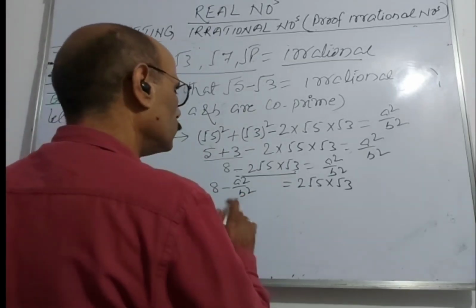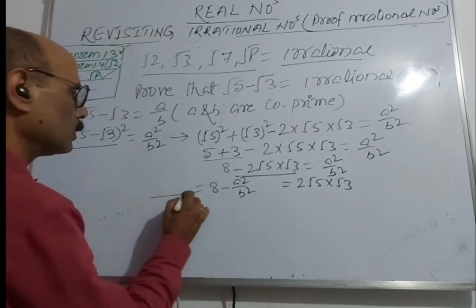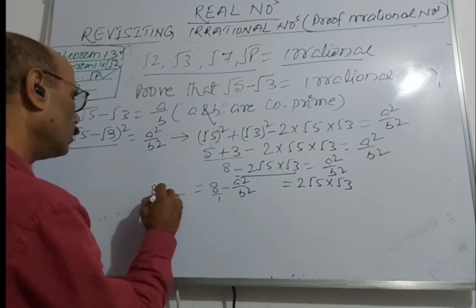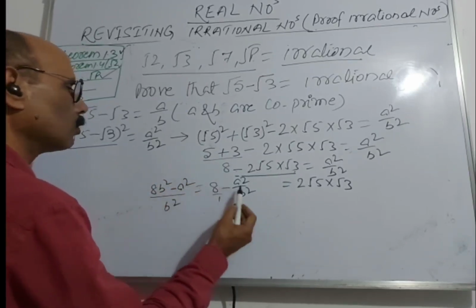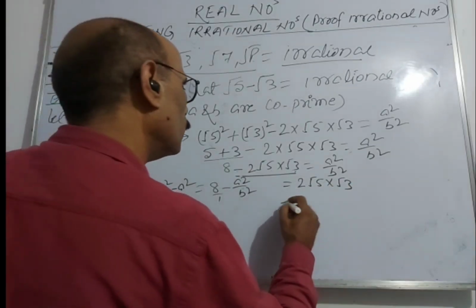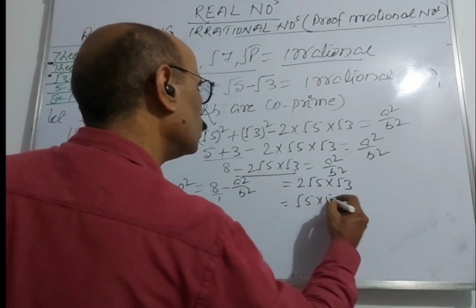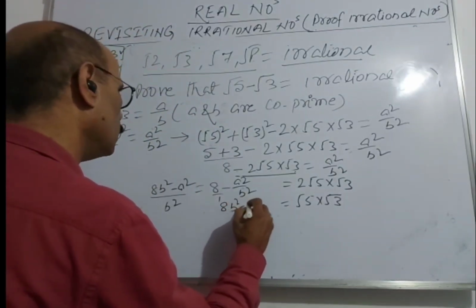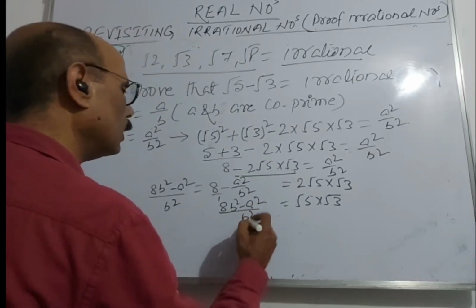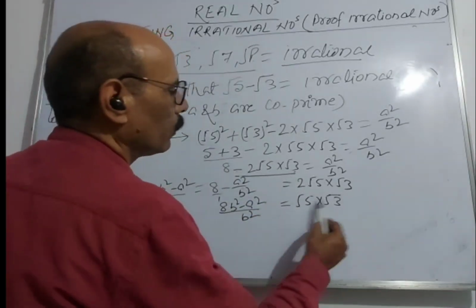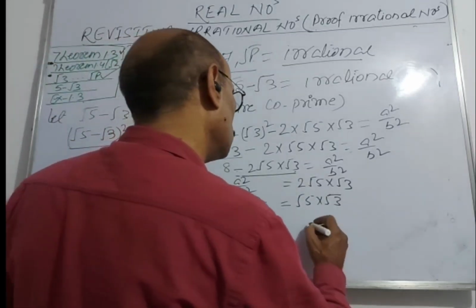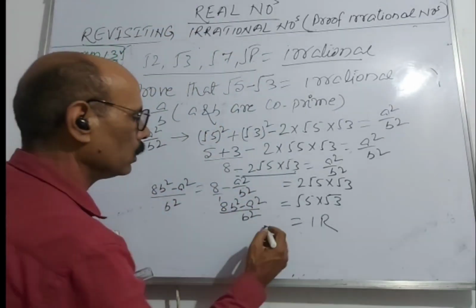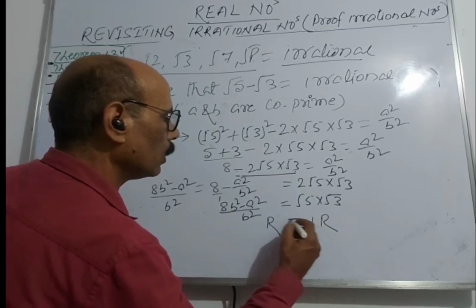Here you can take the LCM, multiplying by 1, so we get 8b square minus a square. So 2 root 5 into root 3 is equal to 8b square minus a square by b square. Here see, two different numbers under root, this is irrational, whereas all these known numbers are rational. This is not equal.